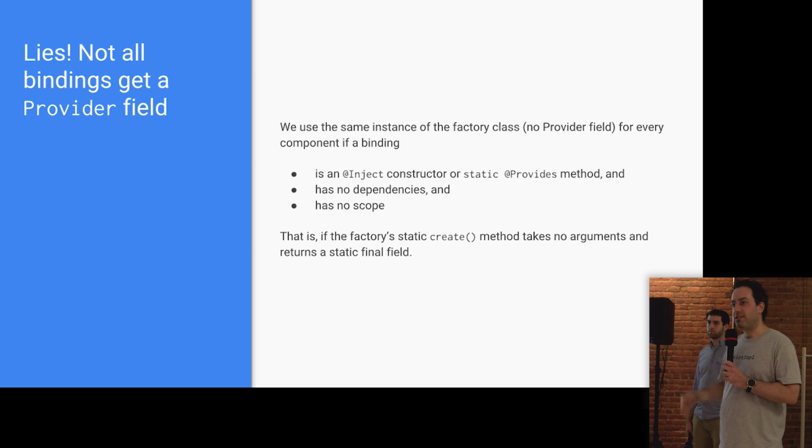So even if we had lots of provider fields for that particular provider across your components, they would all get the same instance. And in fact, we just skip that entirely and just call whatever your factory's .create whenever we need it. Which means that is one less field for each of these bindings that is actually created and stored in the component. So that's good. But again, it has to be an inject constructor or a static provides method. So that's yet another reason to prefer static provides methods. It also can't have scope.